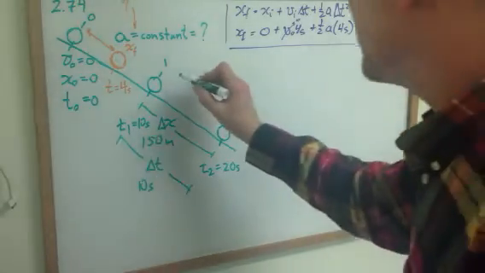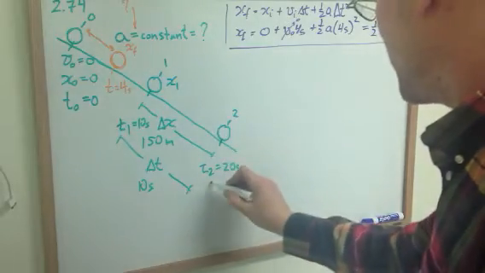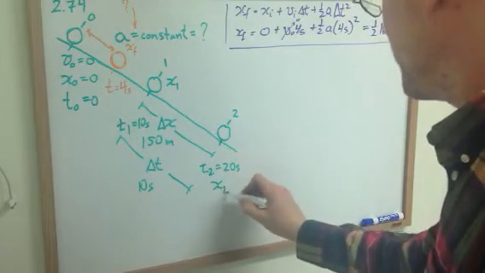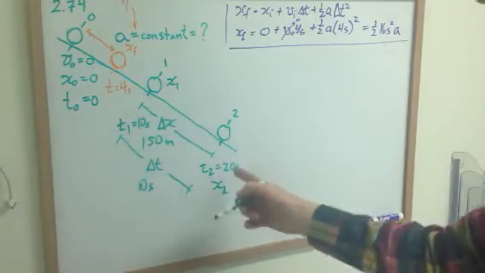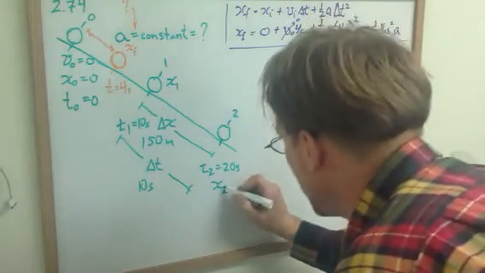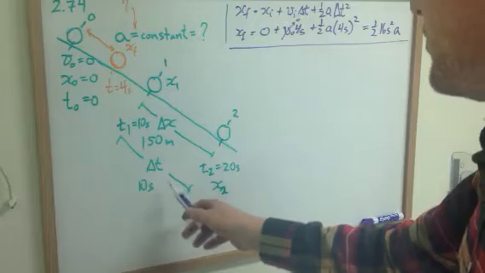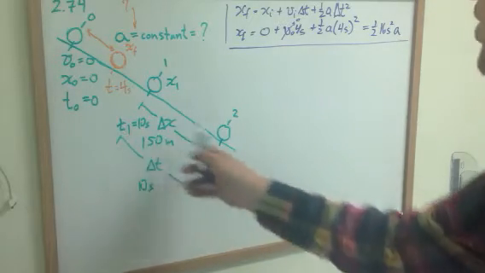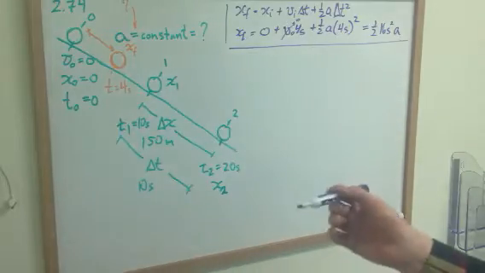We don't know what they are, but this is x1, this is x2. All of these 0, 1, and 2 are just labels. They all have positions. They all have times, corresponding positions. Now we don't know what some of these are. But we do know a time, we know a change in position, and we know the acceleration is a constant.